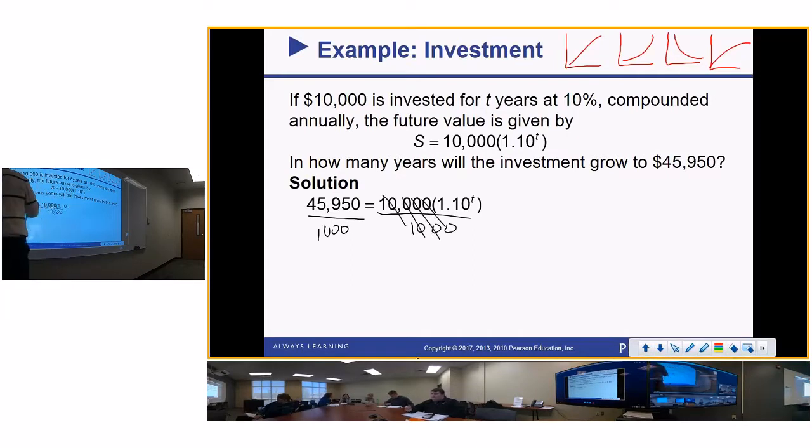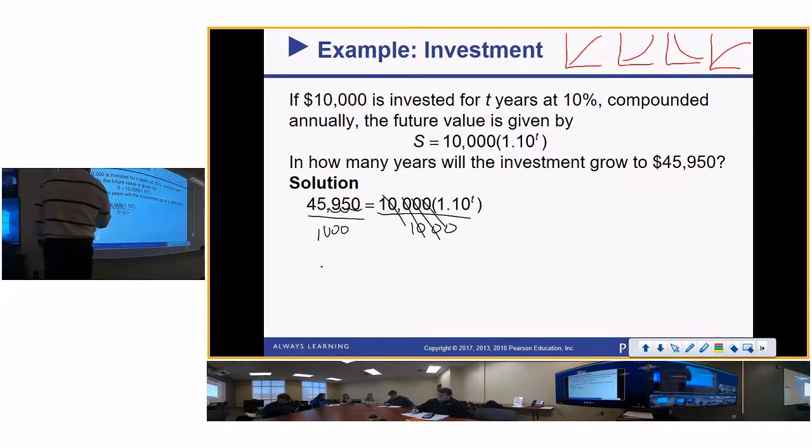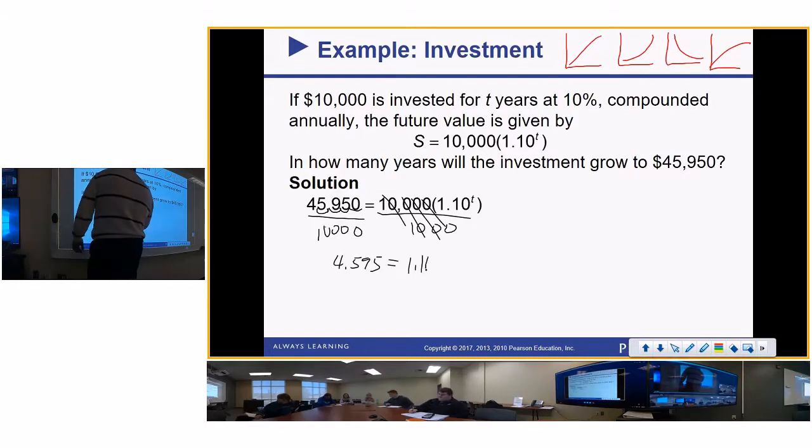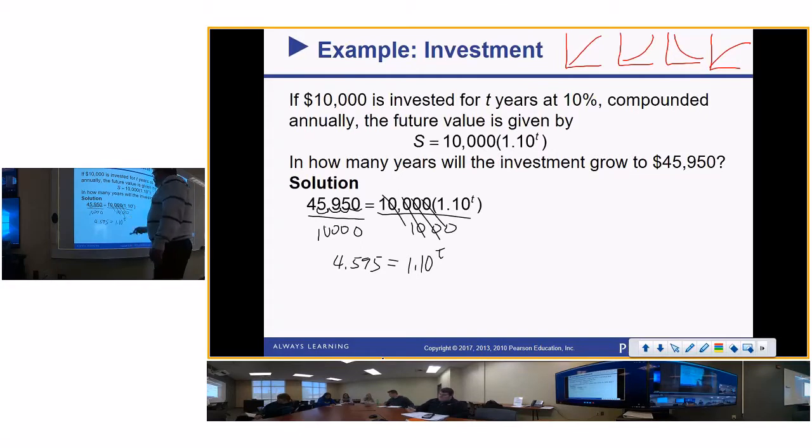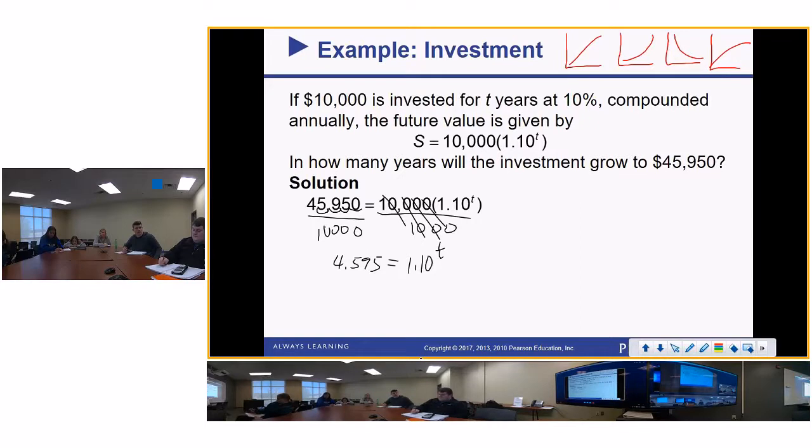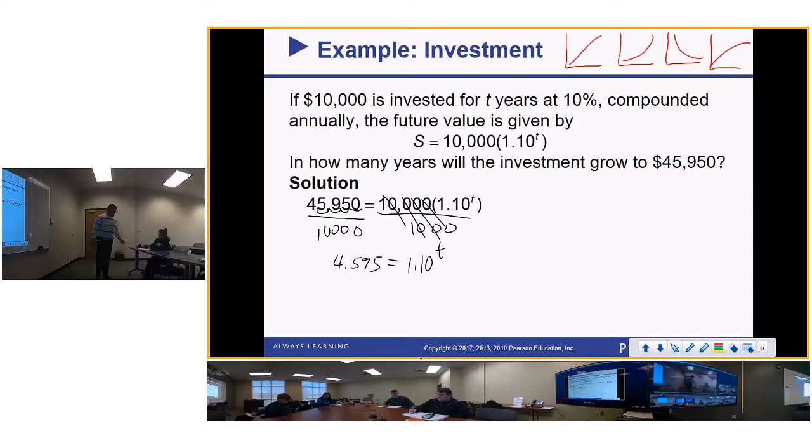And now you've got whatever this is, divide. That was hard. 4.595. I guarantee you somebody got a calculator out. 1.10 to the t power. Now what do you have there? You have the definition of a what? It's okay to say it. Of a log. So go ahead and turn it into the logarithm.